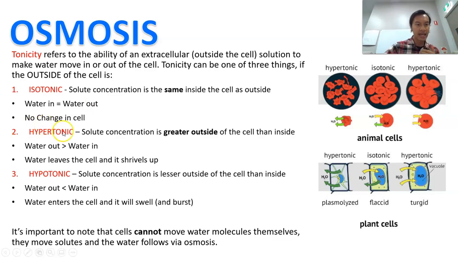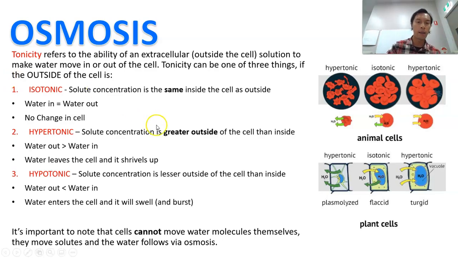If the cell is in a hypertonic solution, hyper meaning high, tonic referring to tonicity, right? That means that the solute concentration is greater outside of the cell than inside. In other words, water is going to move out of the cell more so than water going in. That means water eventually leaves the cell and the cell is going to shrivel up, right? And that is not a good thing. You don't want your cells to shrivel up, right?